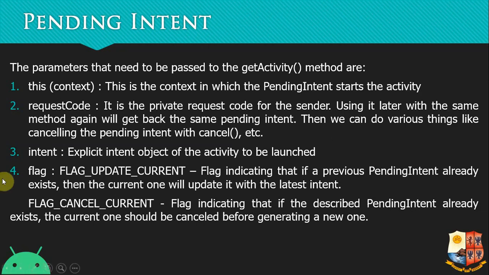What does this flag indicate? It indicates that if the described pending intent already exists, the current one should be cancelled before generating a new one. Which means if you have already set an alarm at 12 o'clock, you can't set the alarm immediately to 1 o'clock. You'll have to cancel that previous existing intent, then only can you set the new one. That's cancel current. A lot of other flags are there, but mostly we'll be using update current.